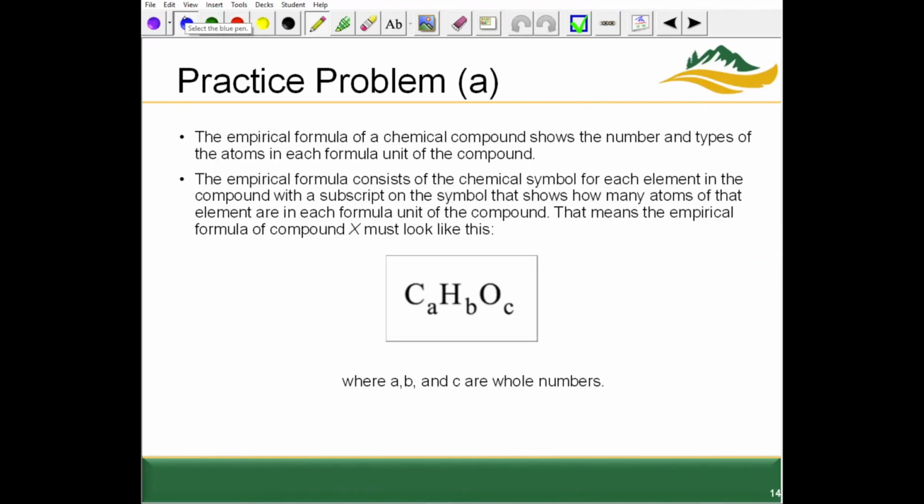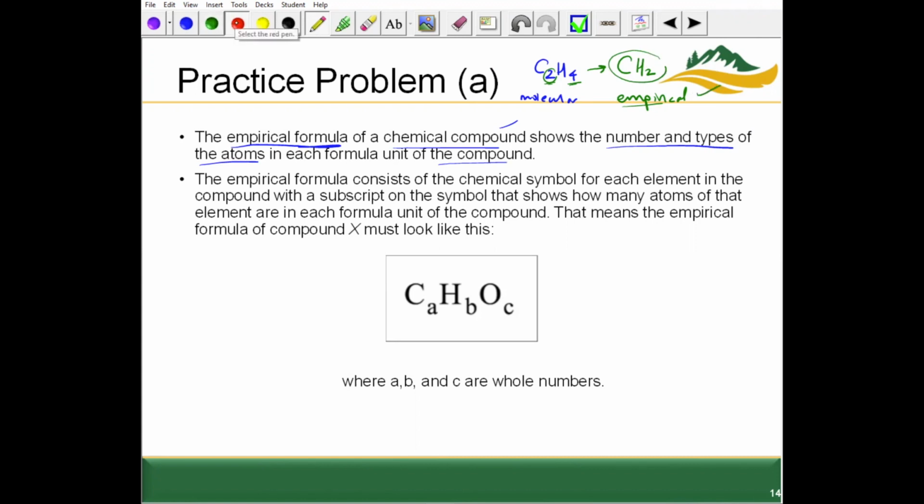So for this practice problem, we're going to need to remember the definition of an empirical formula. So this is a chemical compound, the formula for a chemical compound that shows the number and types of the atoms in each formula unit of the compound. For example, if we had a molecular formula that's C2H4, to convert this into an empirical formula, we would take these subscripts and go from C2H4 to the simplest ratios that we can go for, so CH2. Both 2 and 4 are divisible by 2, so we divide those subscripts to get the empirical formula here.